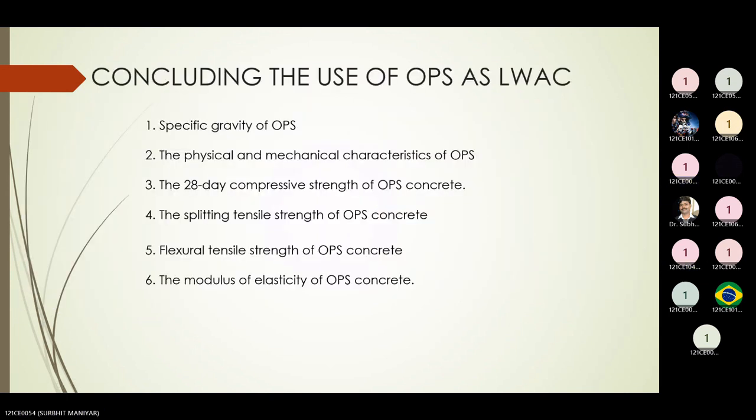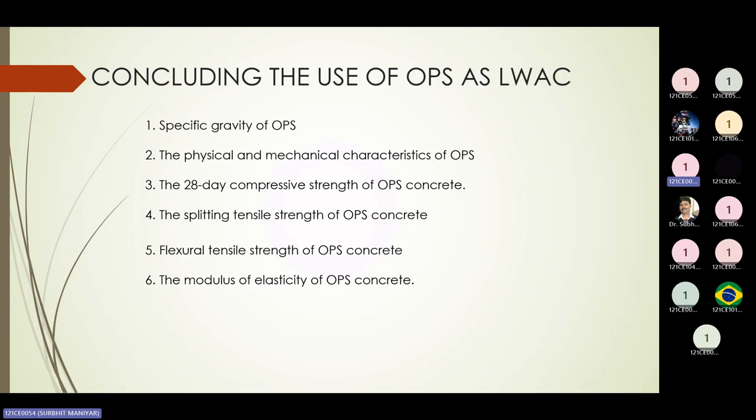Thank you, Pradeep. So now moving on to the conclusion of the use of oil palm shells as lightweight aggregate. Specific gravity: the specific gravity of oil palm shells ranges from about 1.14 to 1.37. That shows OPS are approximately 60% lighter than the conventional coarse aggregates.